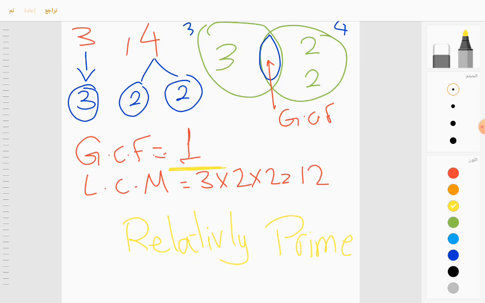So how about 12 and 36, are they relatively prime? Back in the previous example, the GCF of 12 and 36 was 12. Then 12 and 36 are not relatively prime because their GCF is not 1.